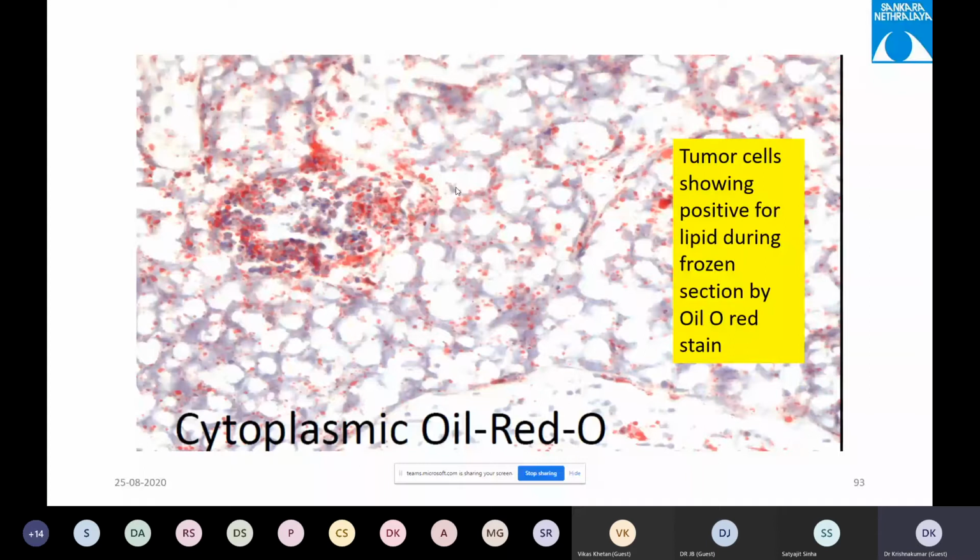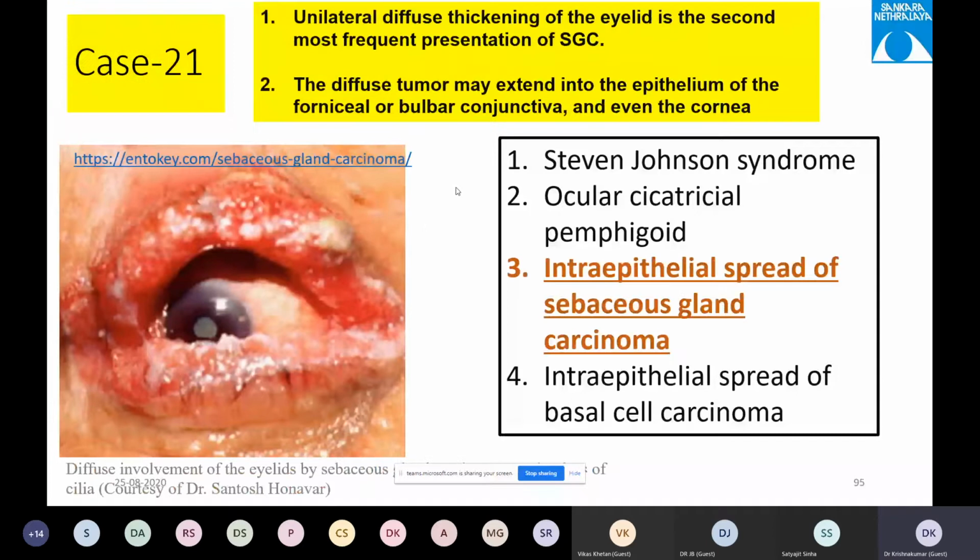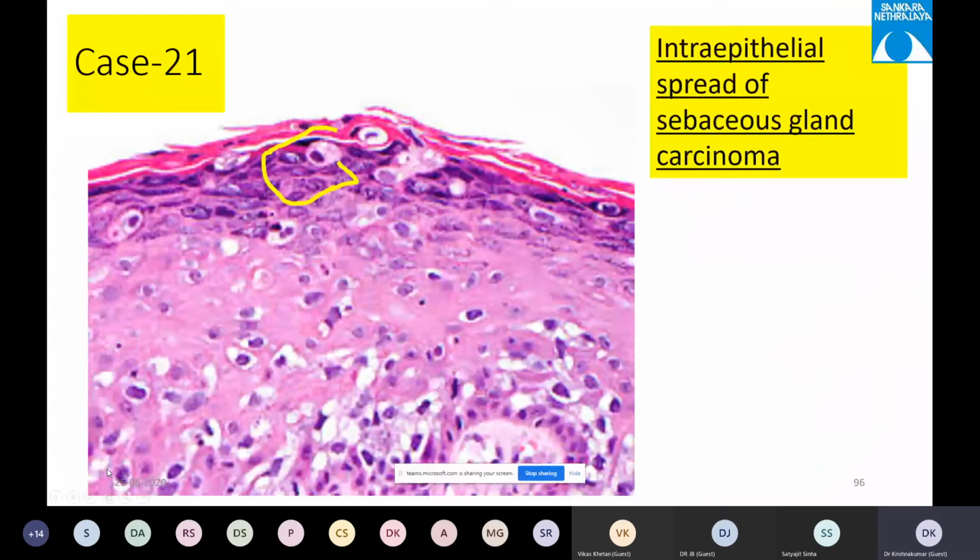What is this? This person has Stevens-Johnson syndrome, cicatricial pemphigoid. Is it intraepithelial spread of basal cell carcinoma or sebaceous gland carcinoma? Whenever you see something like this, always please rule out intraepithelial spread of sebaceous gland carcinoma. Unilateral diffuse thickening of the eyelid is the second most frequent presentation of sebaceous gland carcinoma. It can present as recurrent blepharoconjunctivitis. It can extend into the fornix, conjunctiva, and even into the cornea. This is intraepithelial spread of sebaceous gland carcinoma, called pagetoid spread of tumor cells.